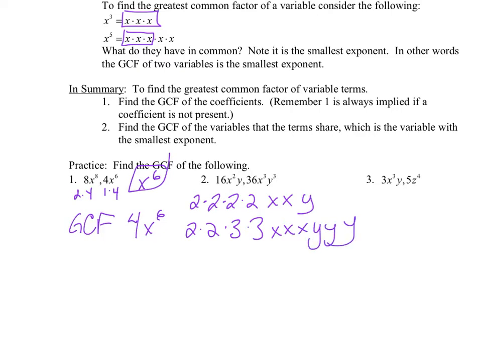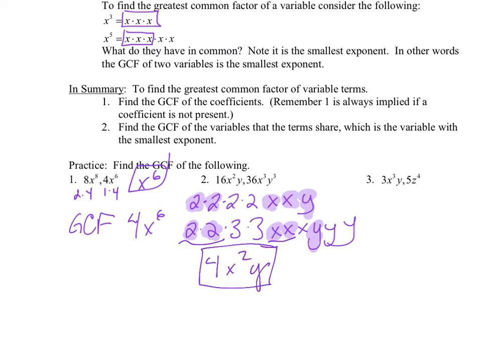So, what do I have in common? Well, I have a 2 and a 2, a 2 and a 2. No more 2's. The top one has no 3's. Now I have an x and an x and an x. And then I have a y and a y. So my greatest common factor is going to be 2 times 2, which is 4, x times x, x squared, and a single y. So that would be my greatest common factor.